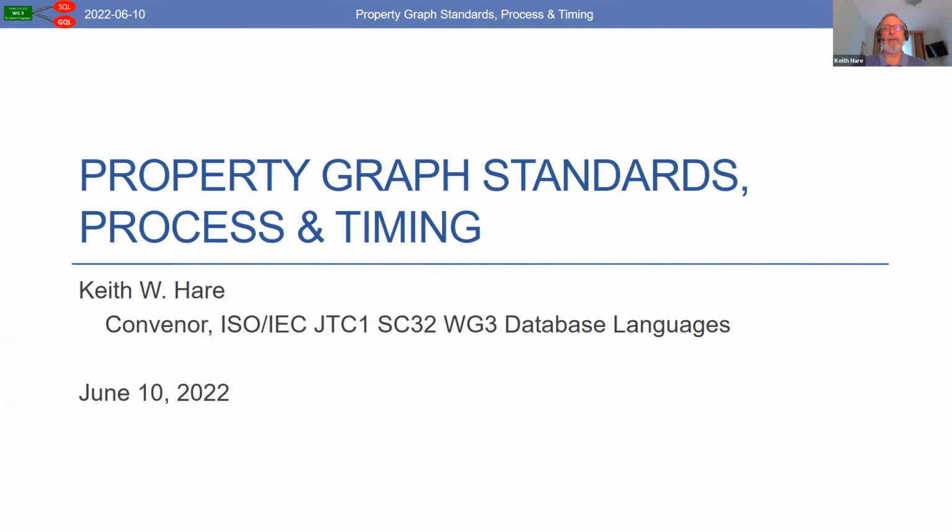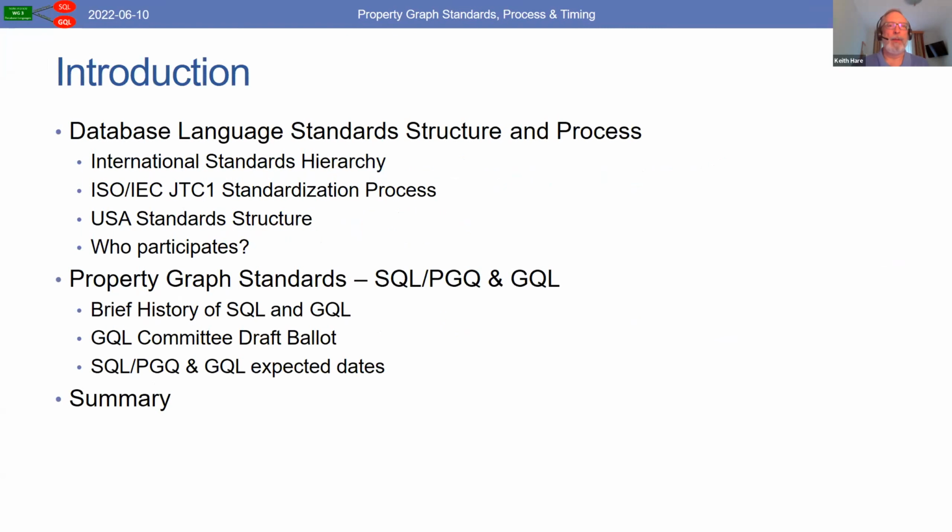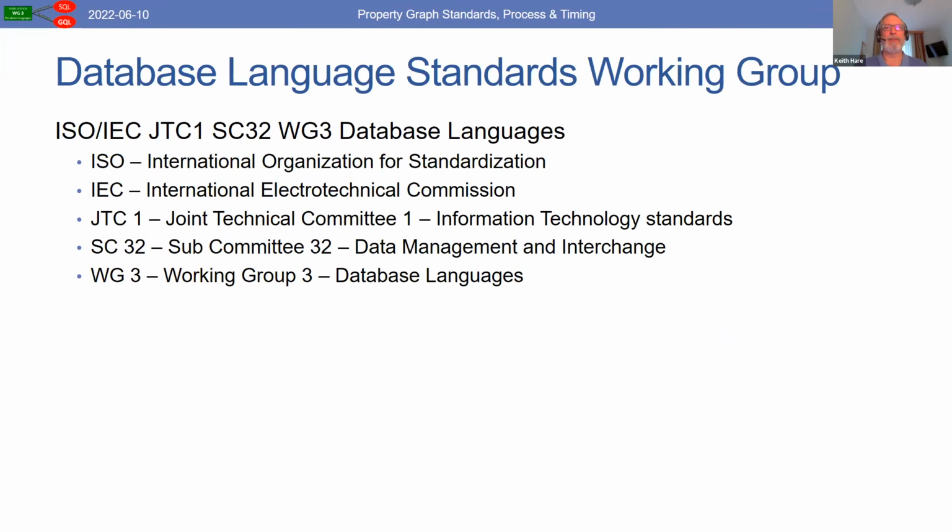Among other things, I am the convener of ISO IEC JTC1 SC32 WG3, which is the international committee responsible for database languages. And I'm going to do a brief talk about the property graph standards, the process and timing, and a little bit about where we are in the process. So talk about the process and then what's going on, and a couple of people later we'll give more details.